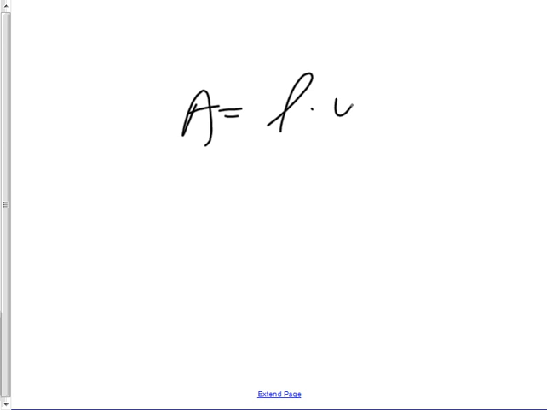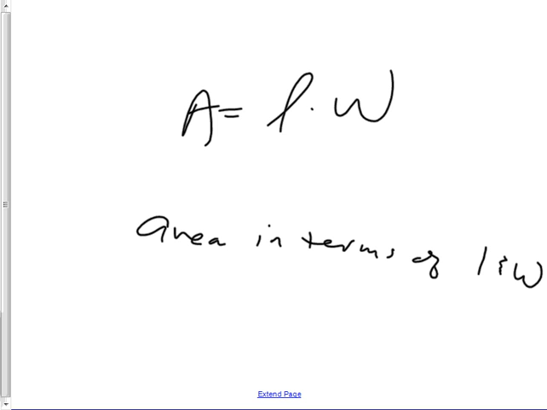Area equals length times width. Would you agree that that is something in terms of something? Would you please write down for me what is in terms of what? All right, it's area in terms of length and width.